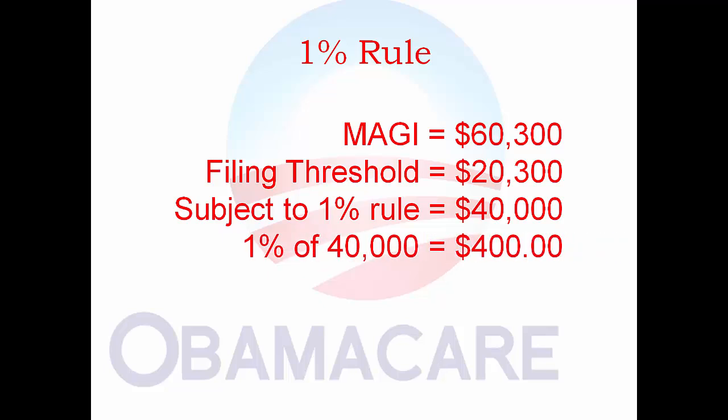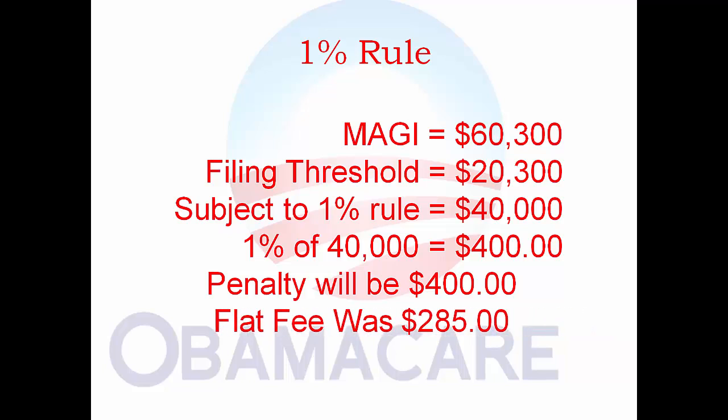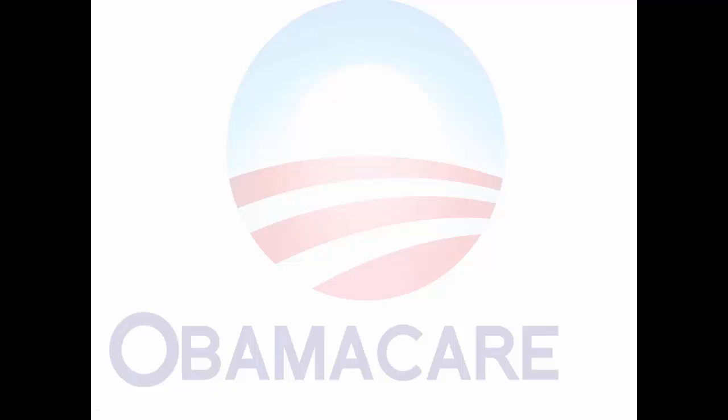1% of $40,000 is $400. So here we go again. The penalty will be $400. Why? Because it's more than that flat fee of $285. So you can see it affects a family of 4 as well. And just like everything else, it's going to be subject to the increases in 2015 as well.